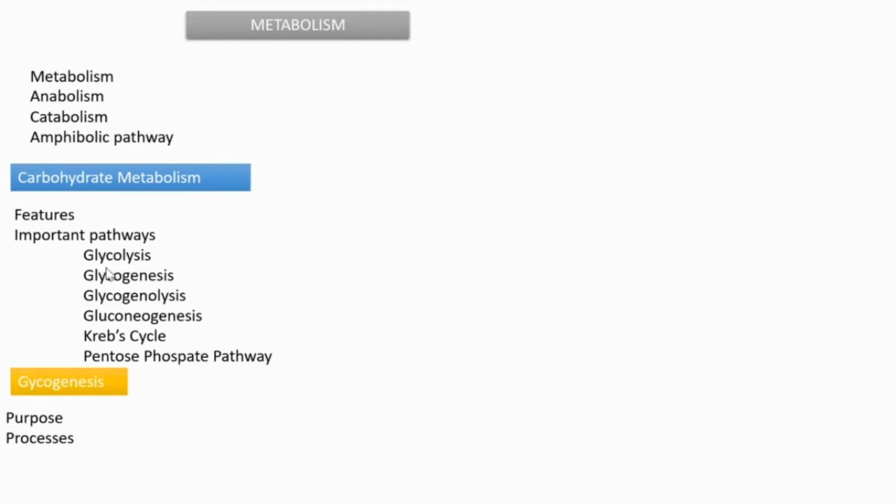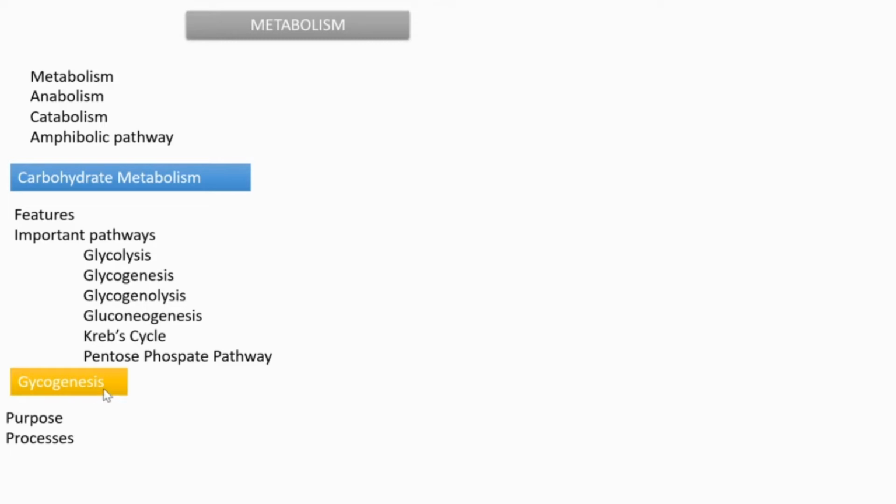The first one, glycolysis, we can leave for now. It's somewhat more complex when compared to the other three. So after learning these three, we can go to glycolysis. First we are going to see glycogenesis. Glycogenesis means glycogen synthesis.